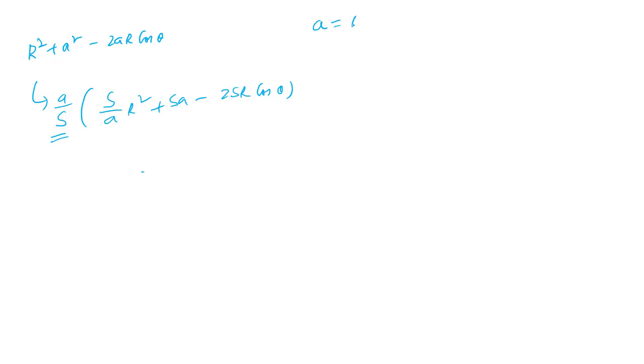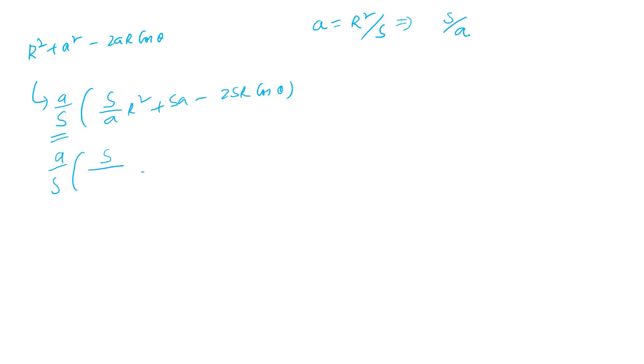So we had r squared plus a squared minus 2ar cosine theta, and we changed this to a by s times (s by a r squared plus sa minus 2sr cosine theta) by pulling out this a by s as a common factor. It is up to us to choose this a, and so we are choosing a as r squared by s. If I choose a as r squared by s, then this implies that s by a would be 1 over r squared.